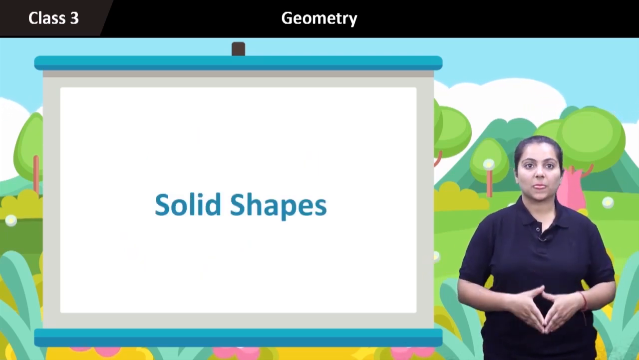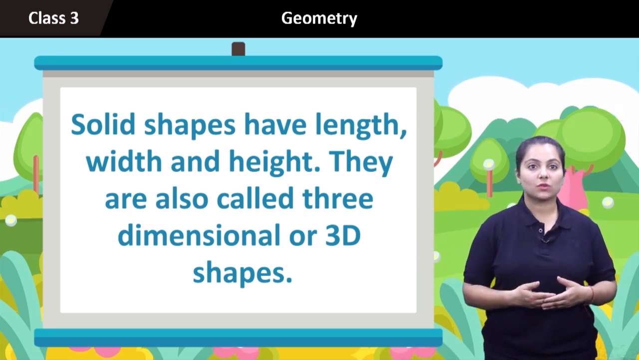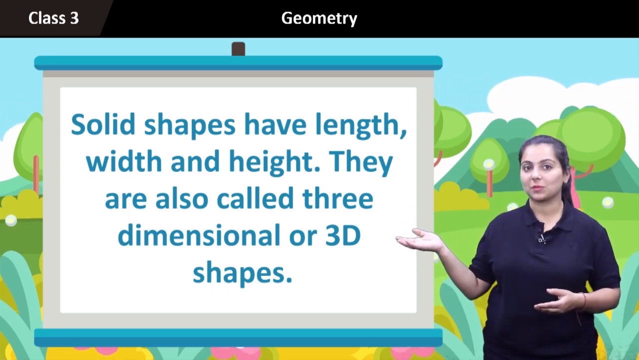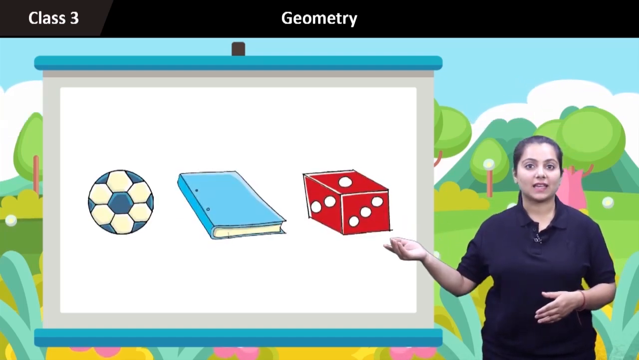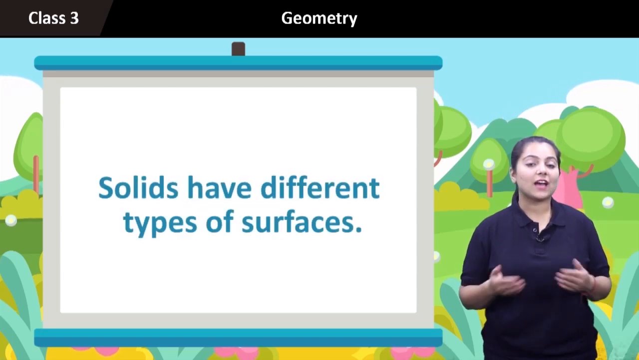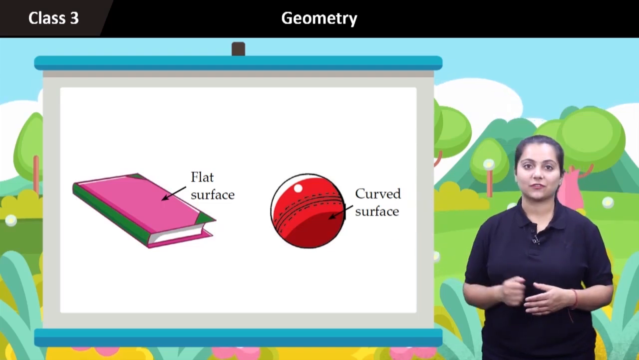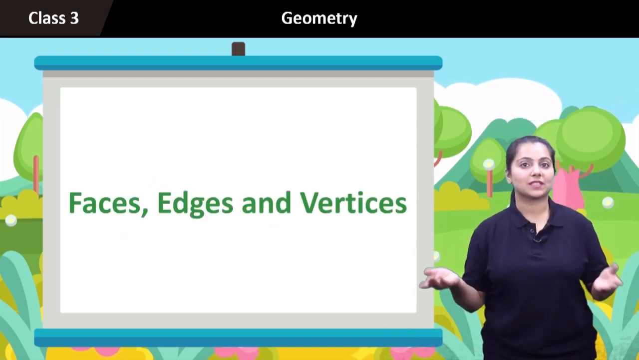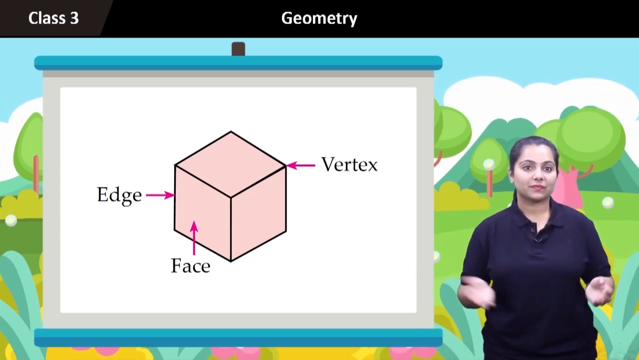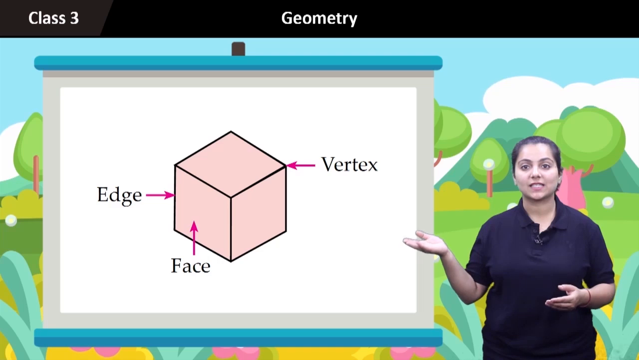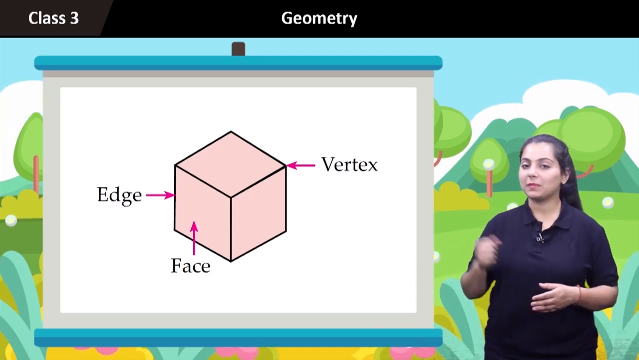Solid shapes. Solid shapes have length, width and height. They are also called 3-dimensional or 3D shapes. For example, ball, book, dice, etc. Solids have different types of surfaces. Flat surface or curved surface. Faces, edges and vertices. The surface of a solid shape is called its face. An edge is formed where 2 faces meet. A vertex is a point where 2 edges meet.